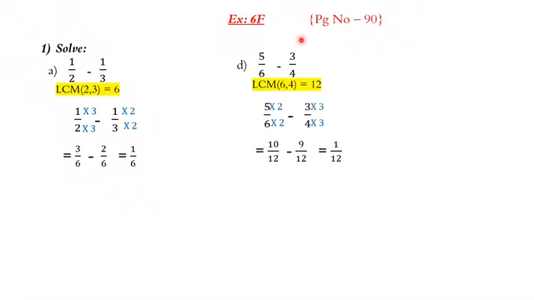You can see another example over here also. The LCM of 6 and 4 was to be found. Once you find the LCM, you have to just convert them into their equivalent fractions. And then when the denominators become the same, subtract the numerators. You can pause the video and see the examples carefully.